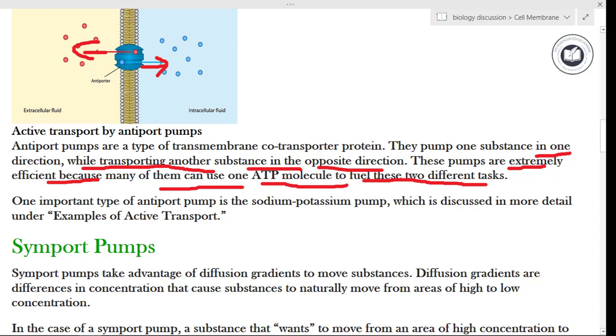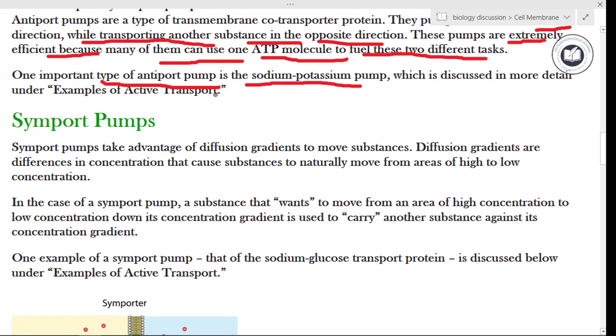One important type of antiport pump is the sodium potassium pump. It is discussed in more detail under examples of active transport, so we will be seeing the sodium potassium pump in more detail in a further class.